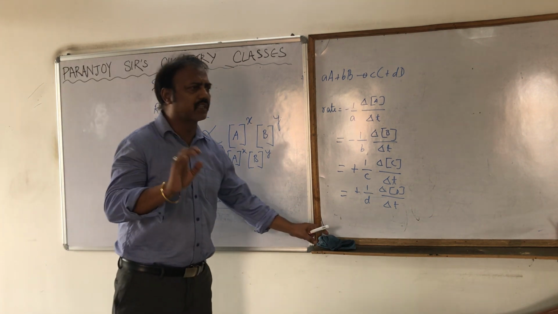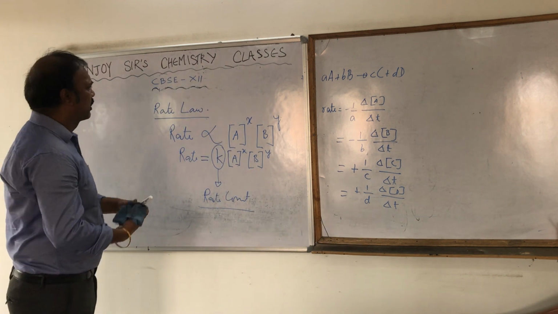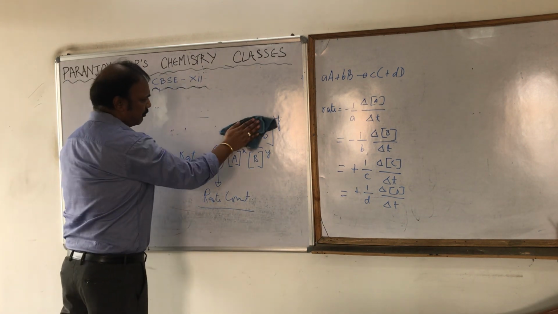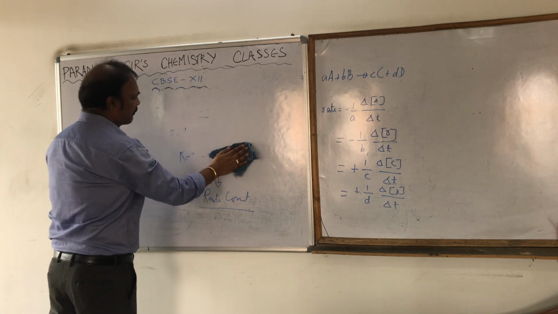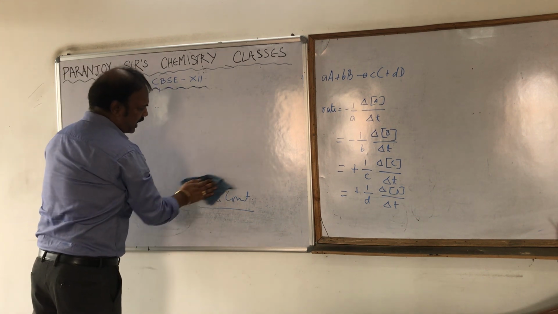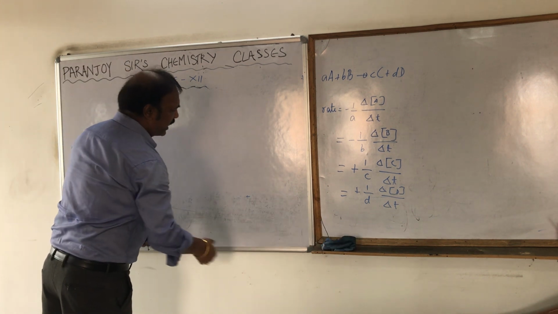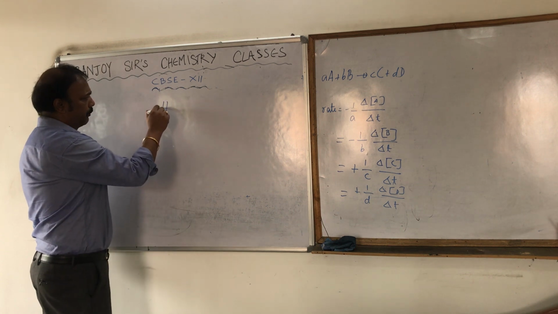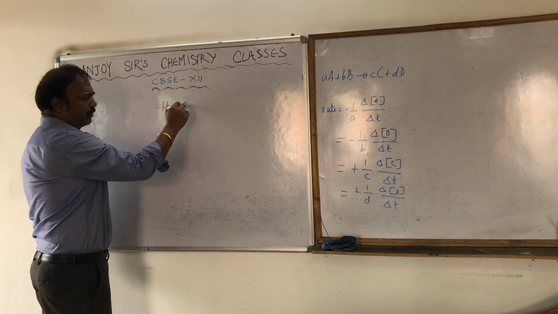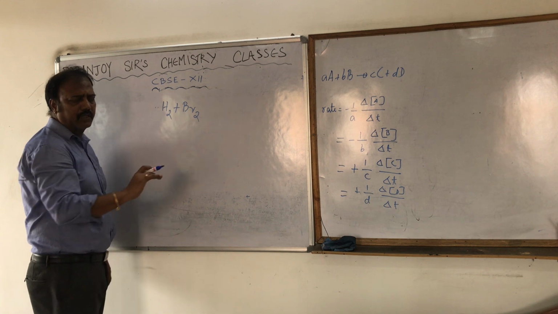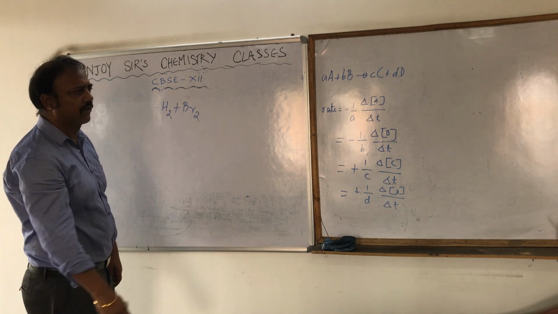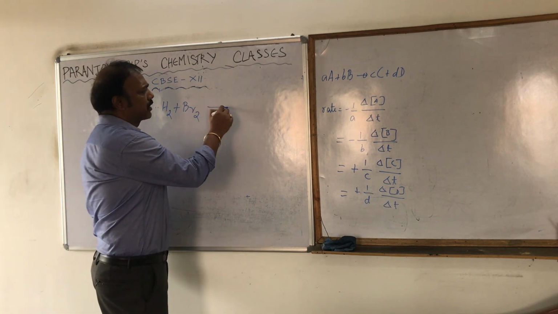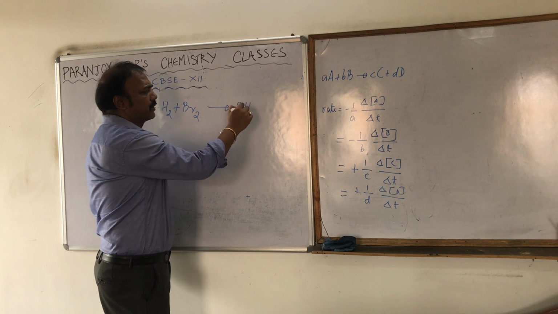I'm just giving two examples. You can understand very easily what the meaning of this is. For example, suppose a reaction I am writing over here is H2 plus Br2. Just no need of remembering this. Absolutely no need. You understood the concept, that is more than enough. H2 plus Br2 is producing twice HBr.